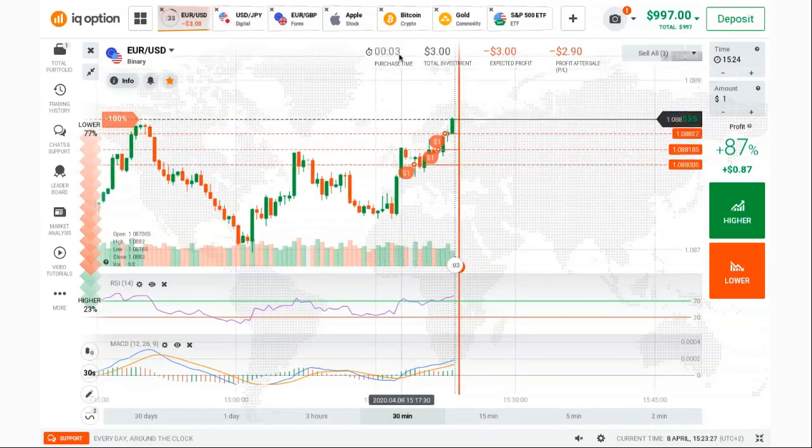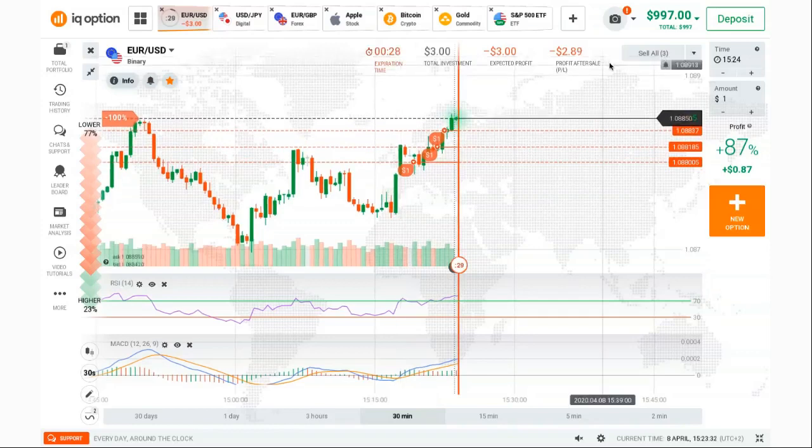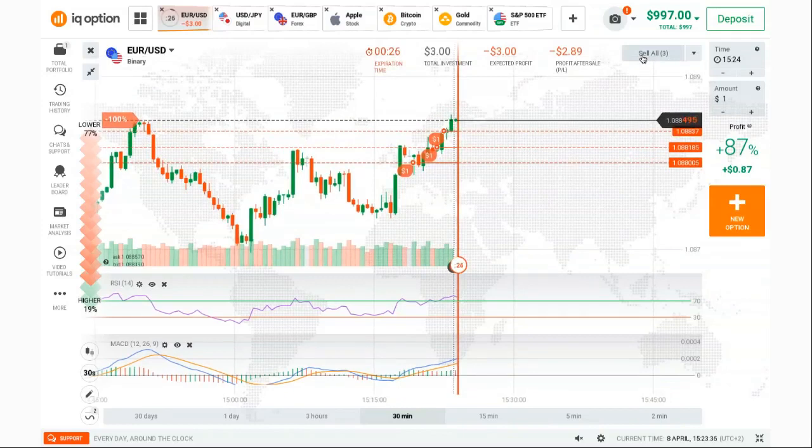Otherwise, we'll wait now, 2, 1, and then it goes red. Okay, I can still sell. For the next 10 seconds, I can still sell, but I can't open up any more trades in this window.